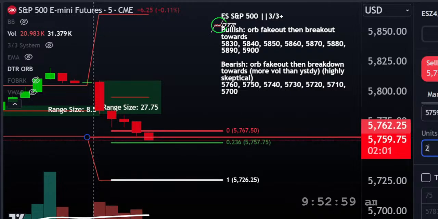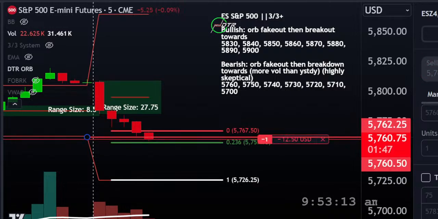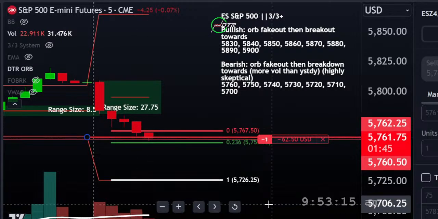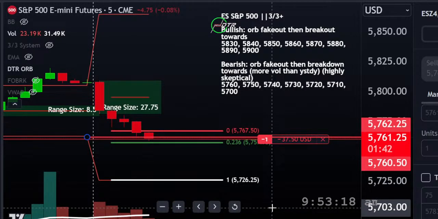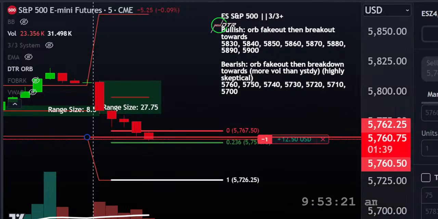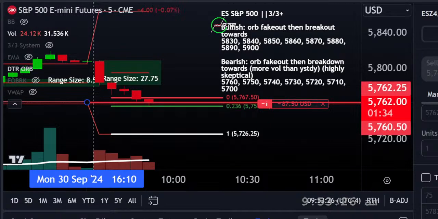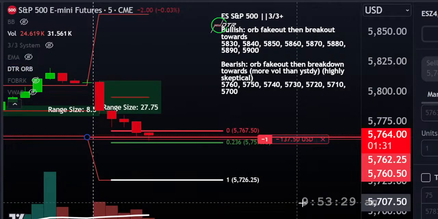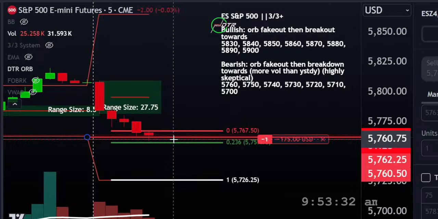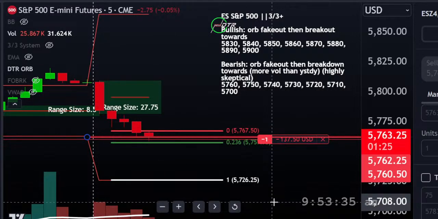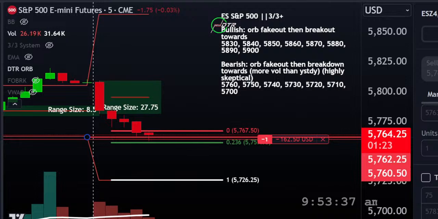All right, so this is now going to have to be a one contract play. All right, so I am in average price at, oh, this is annoying, can't see it. Whatever this green line or red line is here. So that's 60.75. And it's one contract. I might be wrong on this.